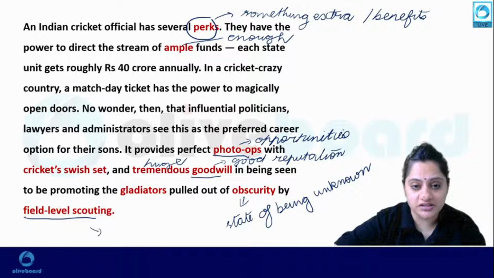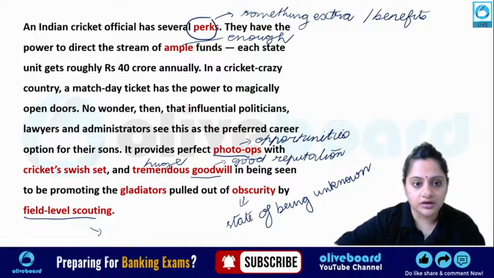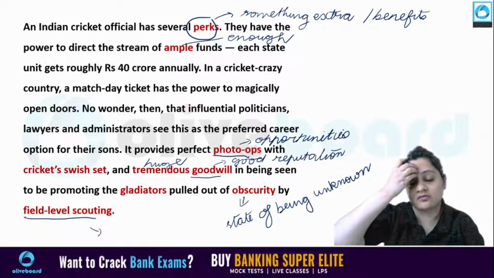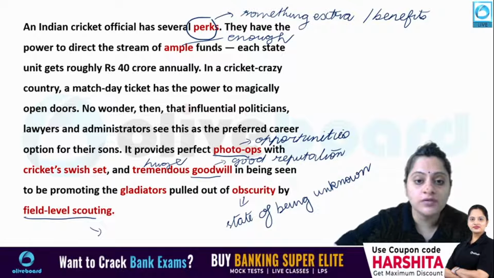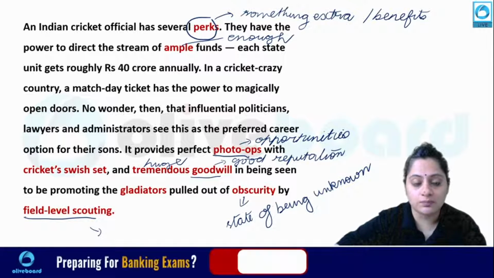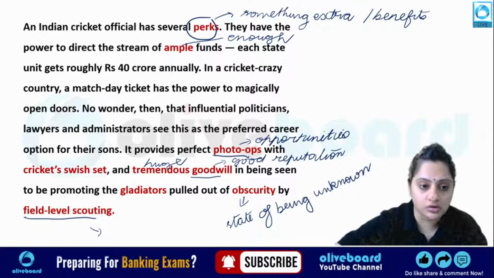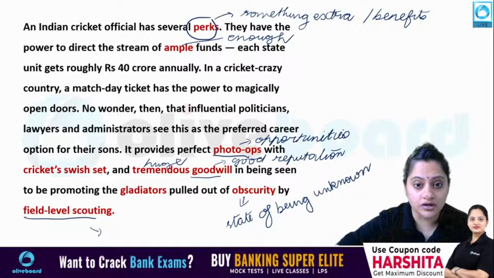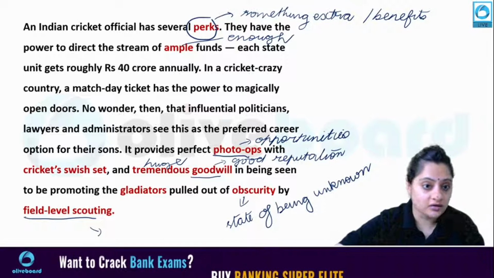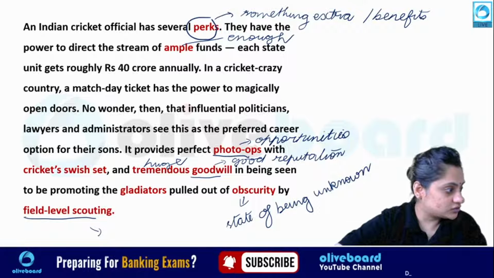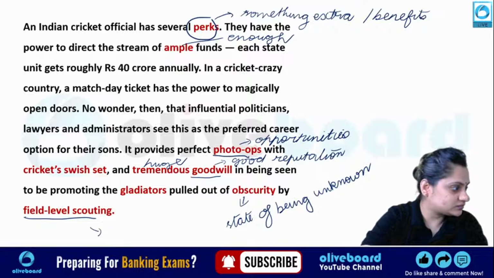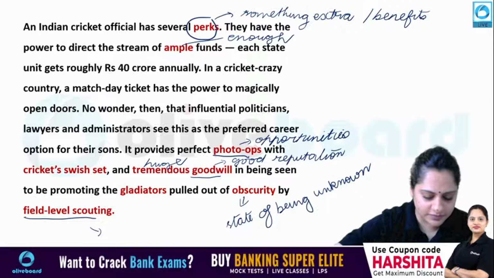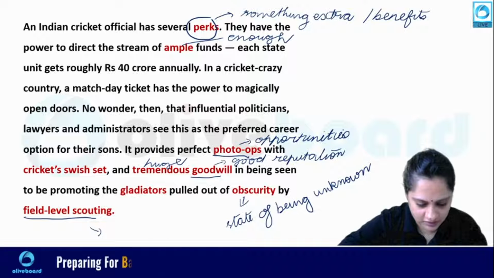With cricket's swish set and tremendous goodwill, a good reputation is seen to be promoting the gladiators pulled out of obscurity by field level scouting. If you have become a board cricket official, you get an opportunity where you are unknown. You are pulled out of that obscurity, the state of being unknown. You are seen among the big wigs, the big personalities of the game. You earn goodwill and a good reputation in the market, right? So they get a great opportunity. Every big person would like their sons to be at that place, obviously.